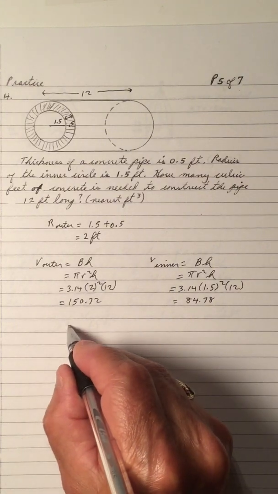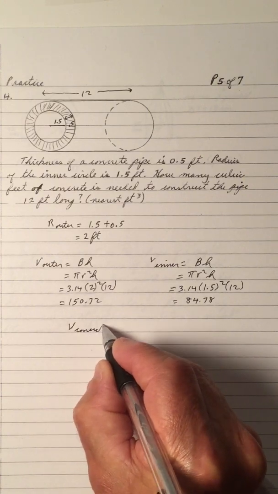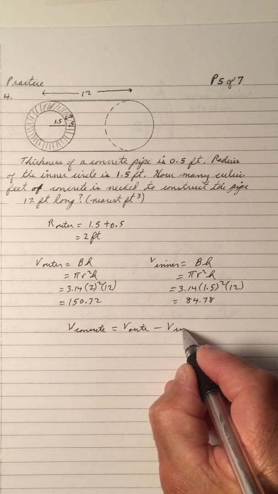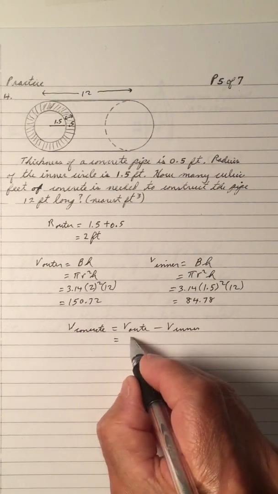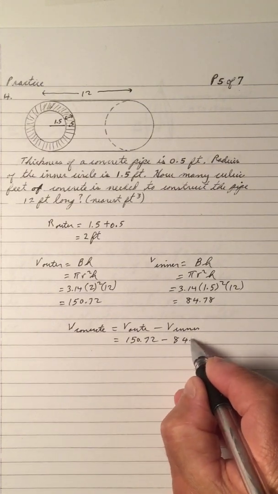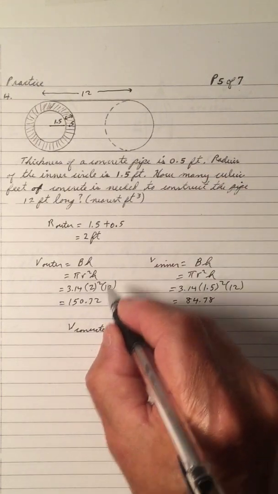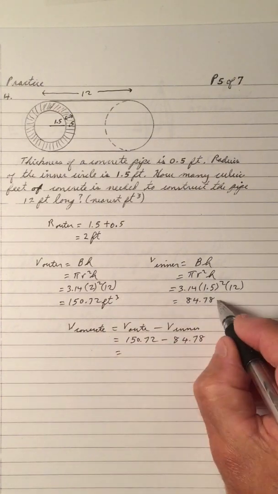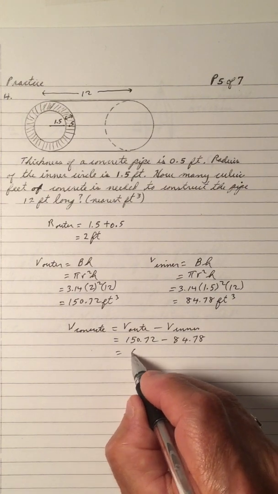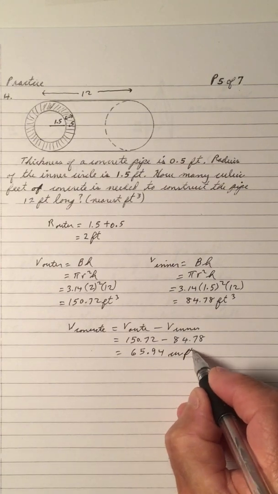And if you subtract, the volume of the concrete that it takes to construct the pipe is the volume of the outer minus the volume of the inner, and so that's 150.72 subtract 84.78. And again, this is volume, so notice this is cubic feet because you're dealing with volume. When we subtract this we get 65.94, and that's cubic feet.